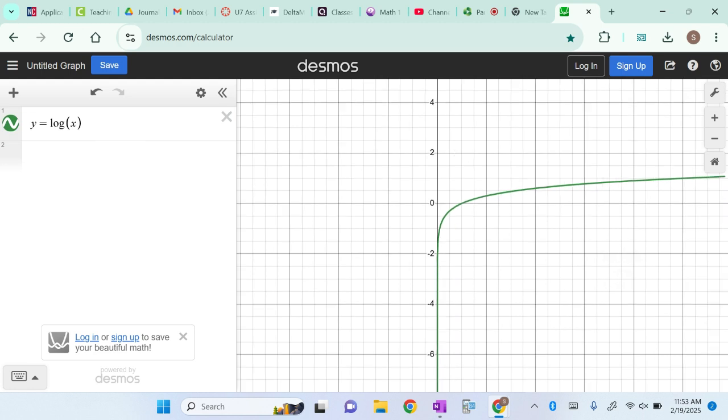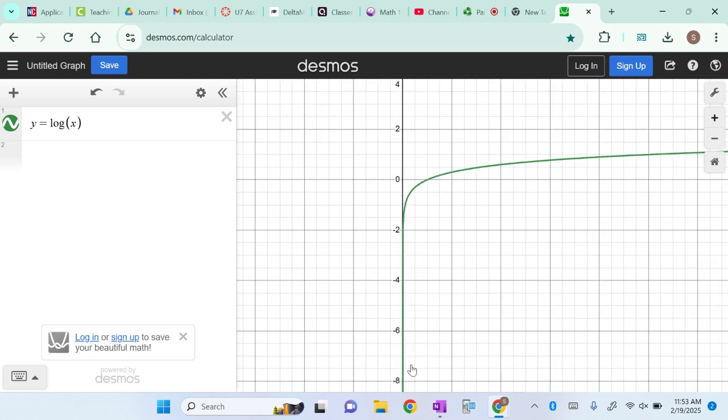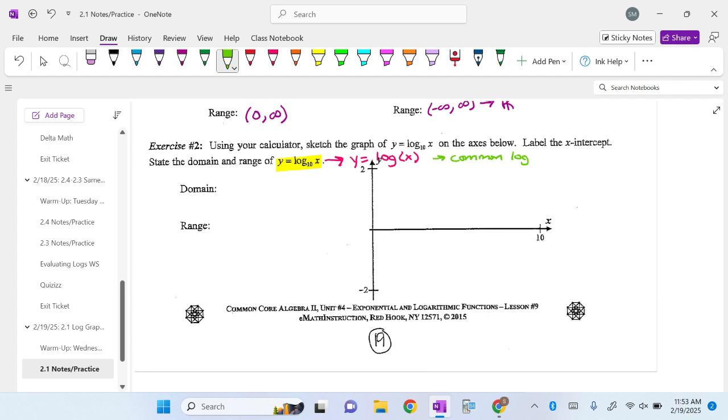Now, let me ask you guys this. So if we did a quick sketch of this graph, and it's not going to be exact, it'll look something like this. And it's not perfect, but it'll look something like that. So that's just a quick sketch of the graph, just showing its general shape. Guys, heads up, please.